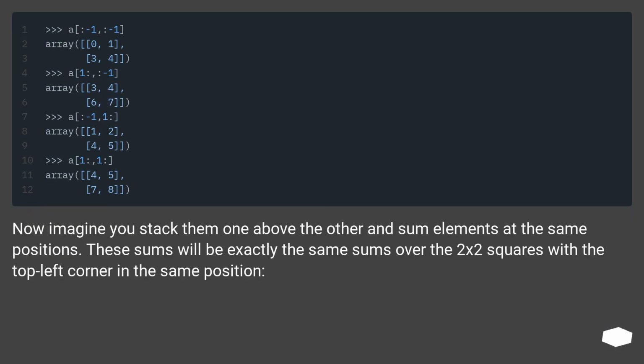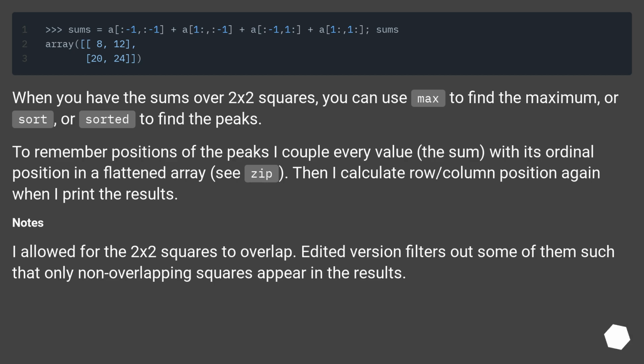Now imagine you stack them one above the other, with some elements at the same positions. These sums will be exactly the same as the sums over the 2 by 2 squares with the top left corner in the same position. When you have the sums over 2 by 2 squares, you can use max to find the maximum, or sort it to find the peaks.